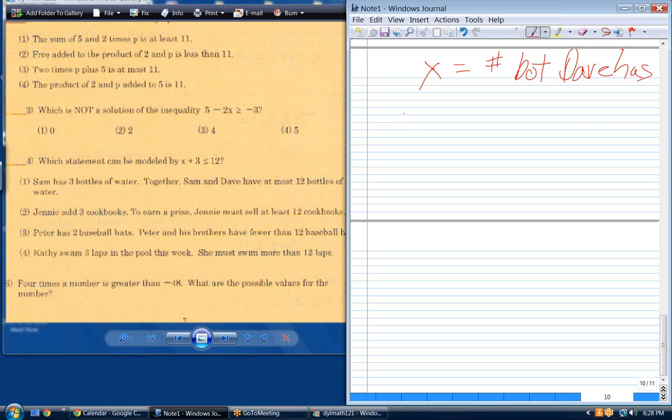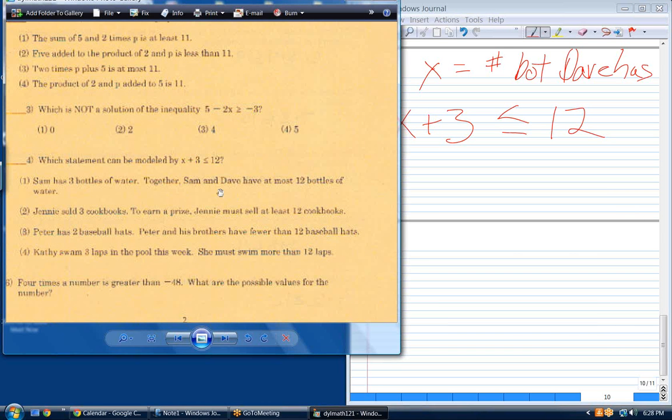So that's x plus 3 is... I'm kind of confused. Is at most. At most means less than or equal to 12. Oh, yes, okay. So the goal here, really, the goal in solving this problem is to take each statement they give us and see if we can formulate that into an inequality that matches this. Well, in order to do that, we need to assign a variable and know what it is.